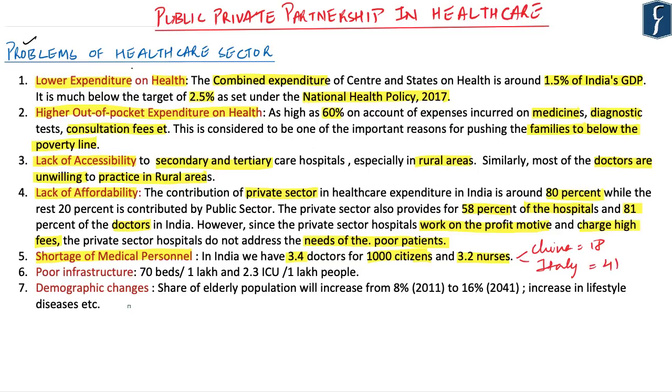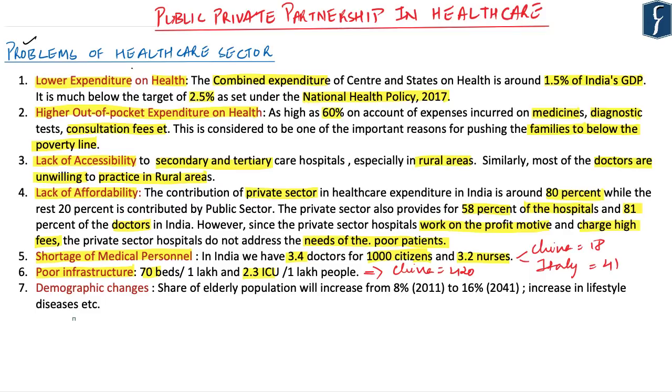Furthermore, our problem is then exacerbated due to our poor infrastructure. In India, we have just 70 beds for 1 lakh people and 2.3 ICU beds per 1 lakh people. This again is incredibly less when we compare it with China, which has almost 420 beds for 1 lakh people, and Italy, which has almost 340 beds for 1 lakh people.